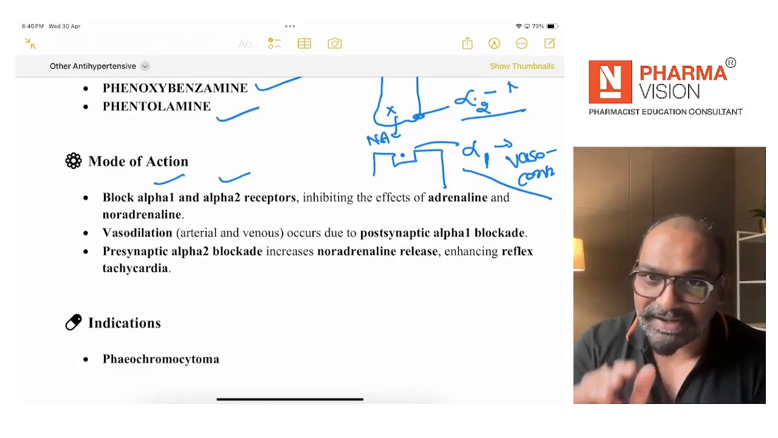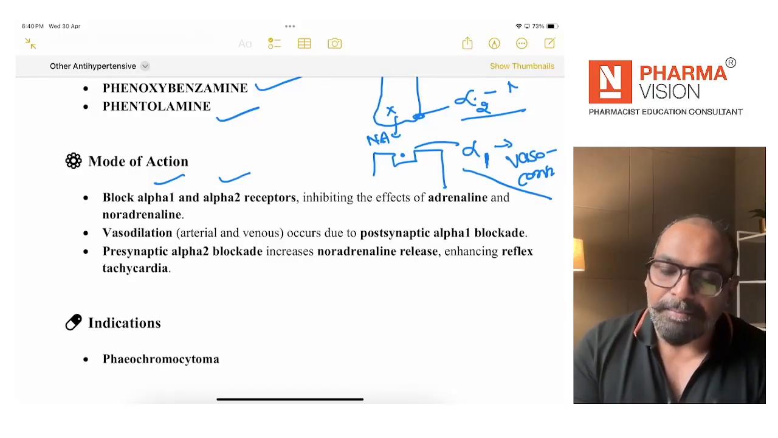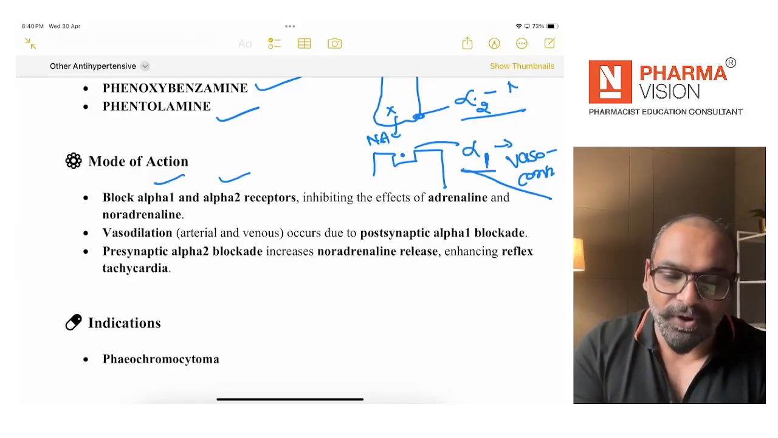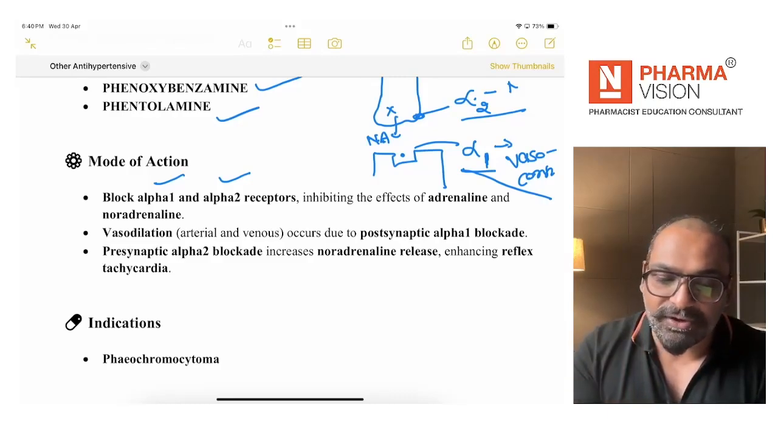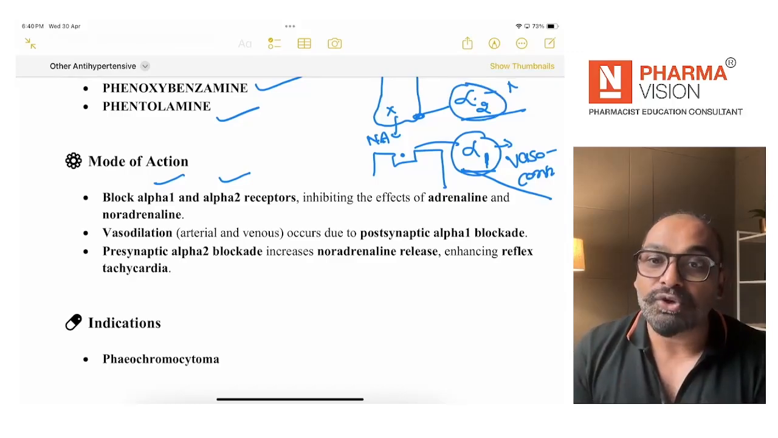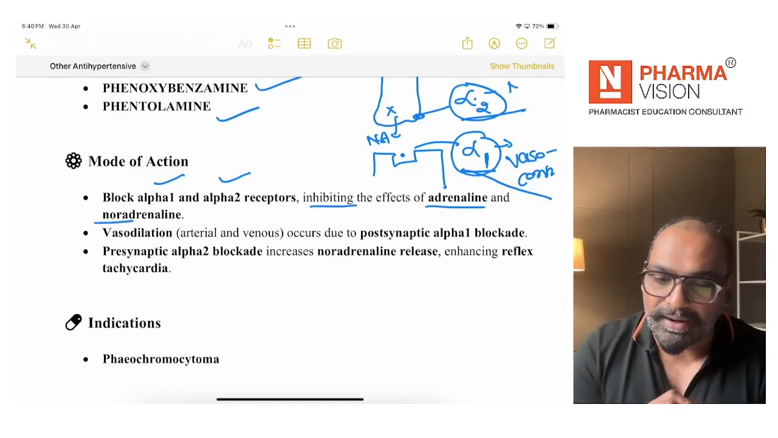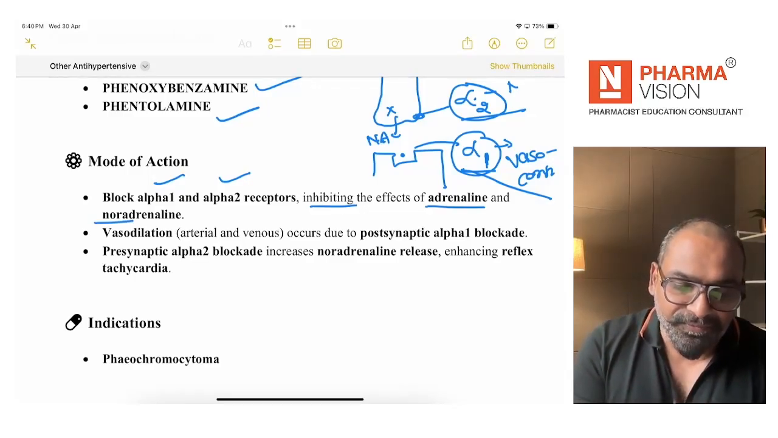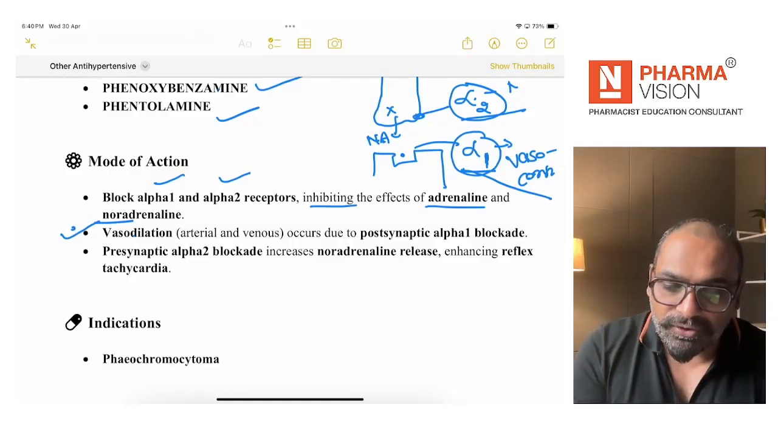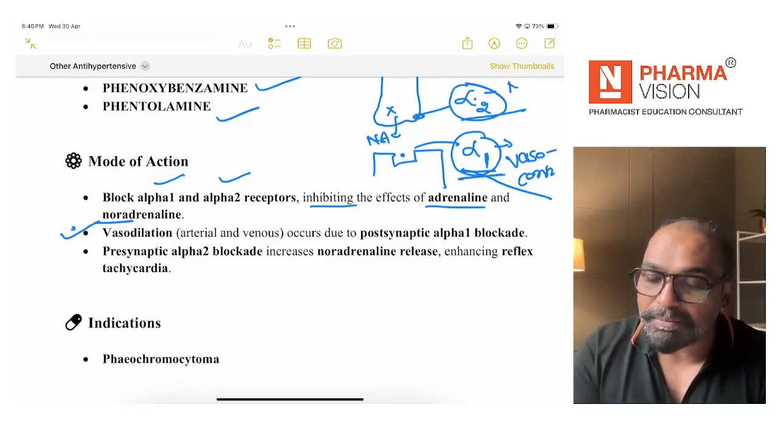Okay, non-selective means it's not selective. Prazosin is considered a selective alpha 1 blocker, but phenoxybenzamine and phentolamine are non-selective, they block alpha 1 as well as alpha 2 receptors, and inhibit the effect of adrenaline and noradrenaline. Perfect. The vasodilation effect of phenoxybenzamine or phentolamine is due to alpha 1 blocking.